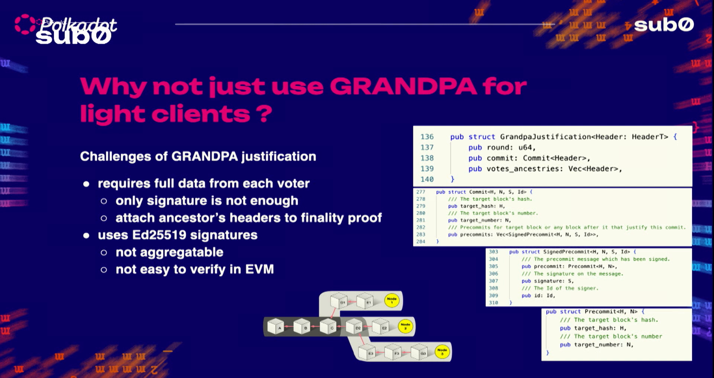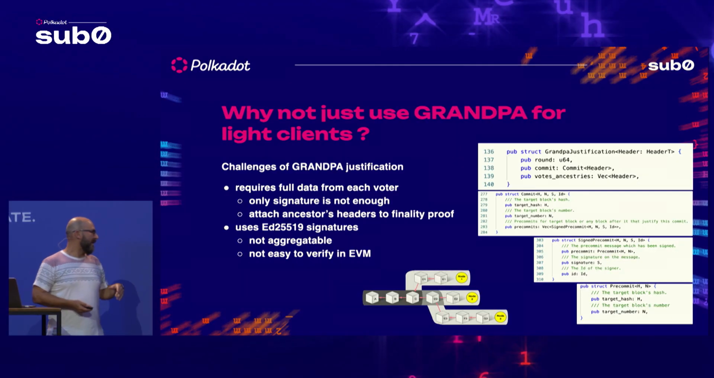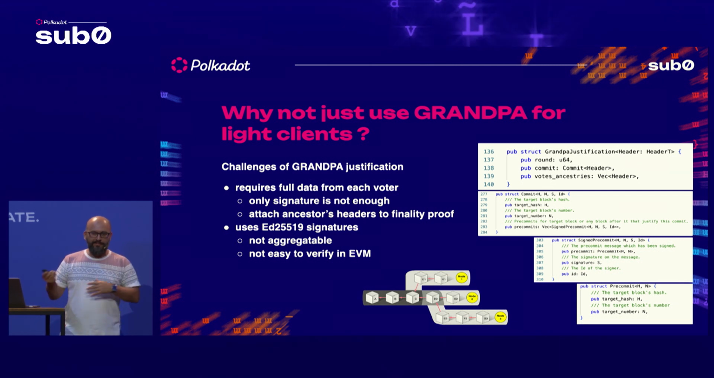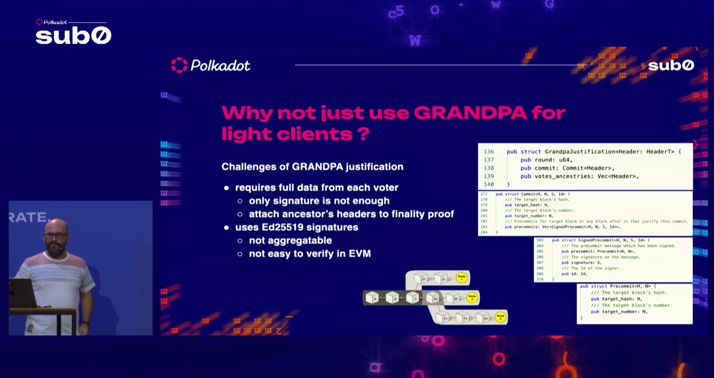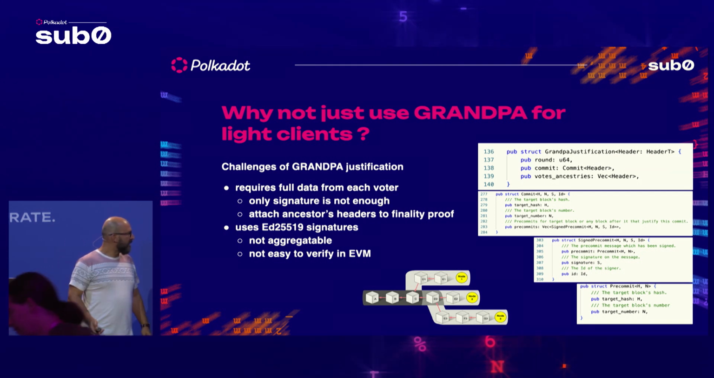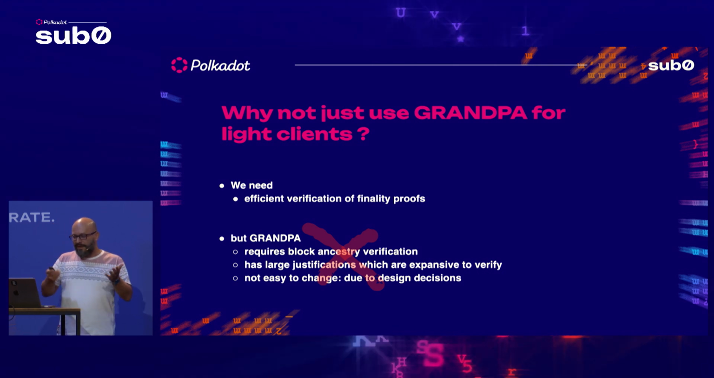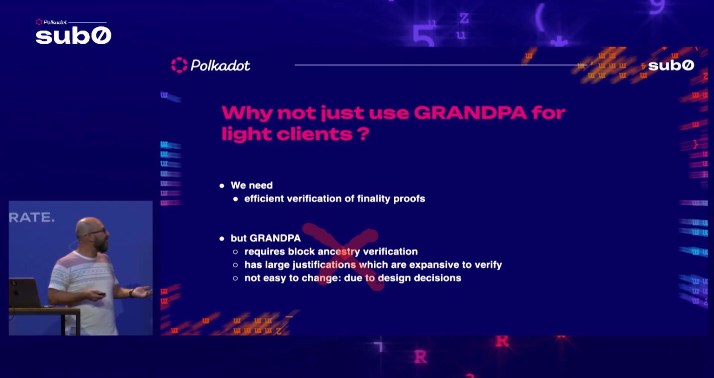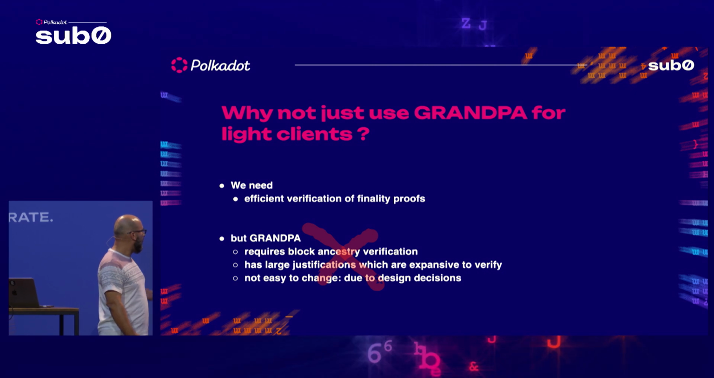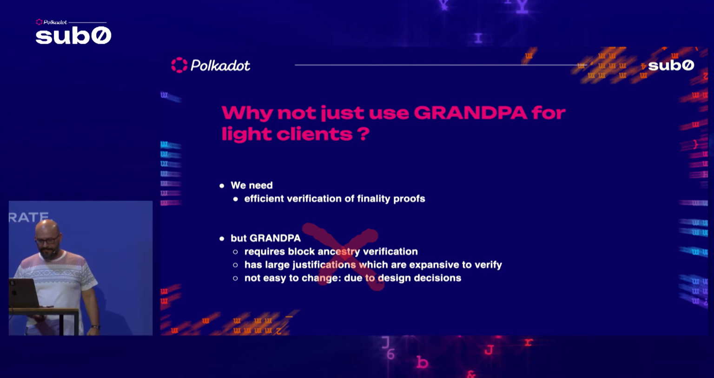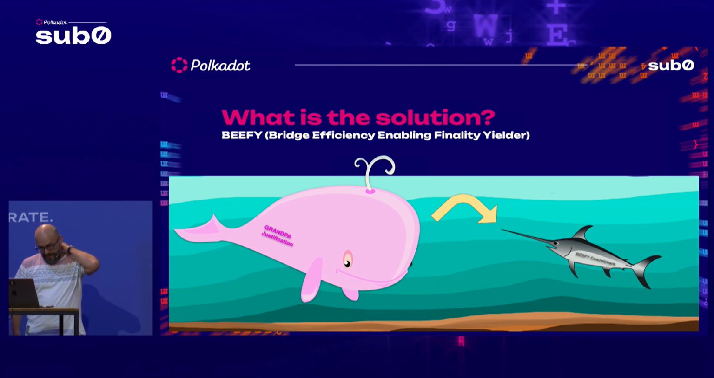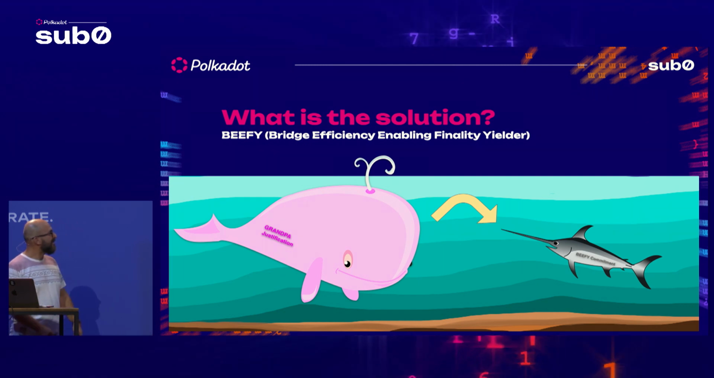Another point is that Grandpa justification uses Ed25519 signatures, which are not aggregatable, and it's not easy to verify in EVM if you are, for instance, putting your light client in a bridge, right? So what do you need? We actually need an efficient way to verify our finality proofs, right? And Grandpa doesn't give us that. So what is the solution for that? The solution is BEEFY.